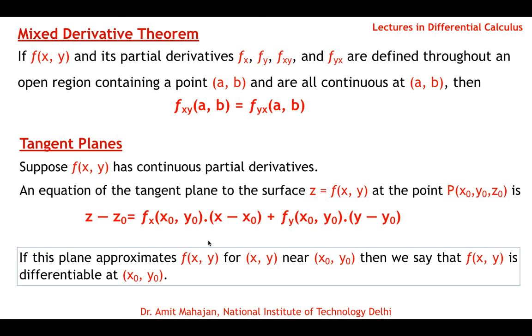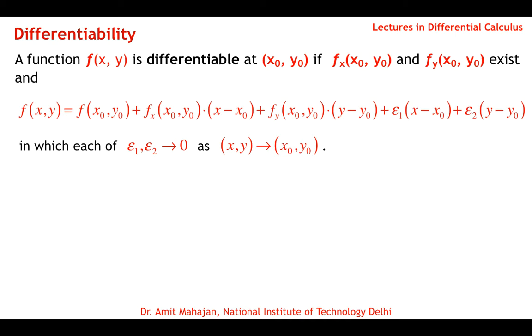Once we know this definition of the tangent plane, we are ready to define what exactly differentiability is and how we can check whether a function is differentiable at a point or not. A function f of xy is differentiable at a point x naught y naught if the partial derivatives exist, both the partial derivative with respect to x and with respect to y at x naught y naught, and this holds where epsilon 1 and epsilon 2 tend to 0 as xy tends to x naught y naught. So when x goes to x naught and y goes to y naught, epsilon 1 and epsilon 2 also go to 0. What this statement says is that these first three terms are actually the linearization of the function, and xy are any points near x naught y naught where this tangent plane is drawn.